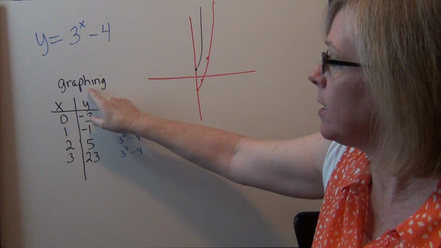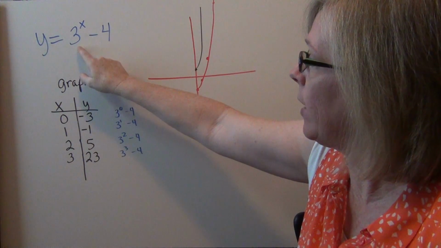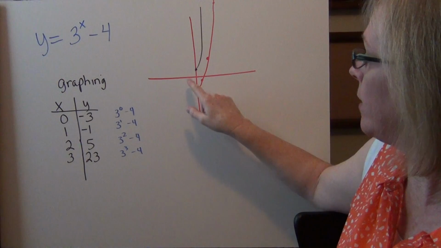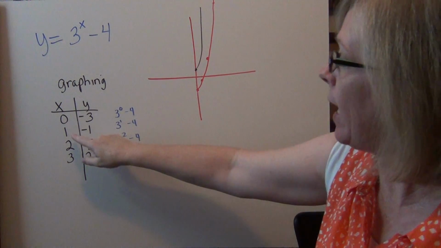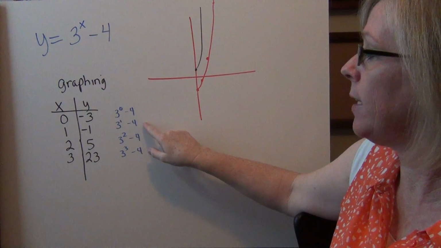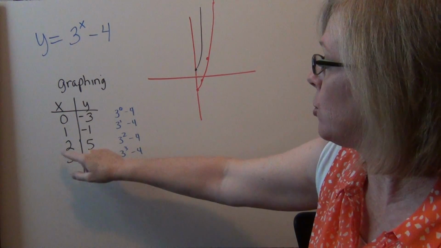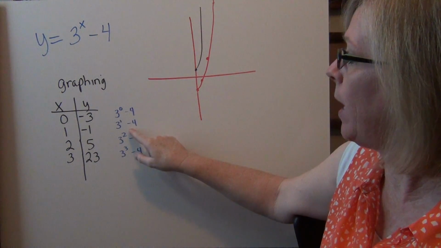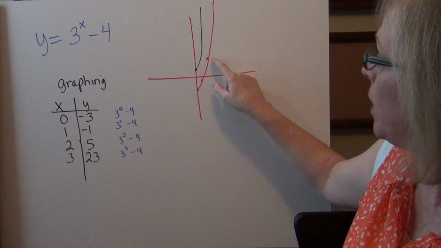So your second step would be, let's plug in some numbers. When I plug in 0 for x, I get 3 to the 0 power, which is 1. 1 minus 4 is negative 3. So I came down and plotted 0, negative 3. When I have a 1, I have 3 to the first power, which is 3, minus 4 is negative 1. So I plot that, 1, negative 1. I have 2, which means 3 to the second power. 3 to the second power is 9. 9 minus 4 is 5, so I plot that point.